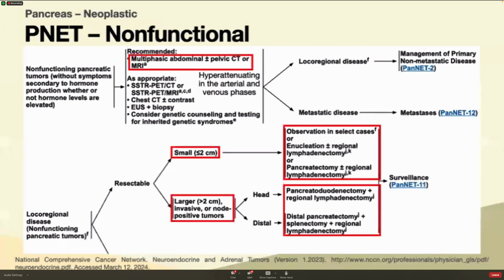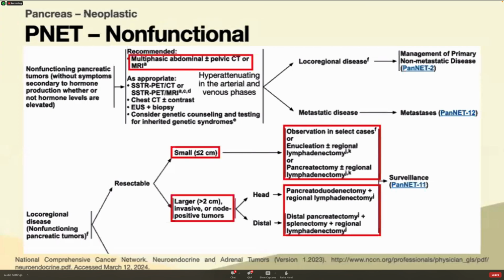For non-functional PNET, we request a multiphasic abdominal CT or MRI. And as mentioned earlier, the lesion appears hyperattenuating in the arterial and venous phases. So the surgical management depends on the size.